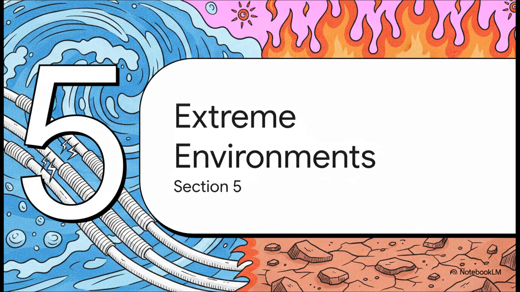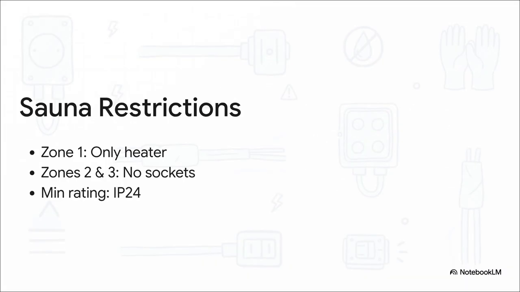Finally, Section 5, saunas and hosing down areas. Let's finish our tour by exploring some niche areas that introduce completely different extreme environmental challenges, namely intense heat and high-pressure water. Saunas are fascinating because they combine severe heat with moisture. According to the standard, Zone 1 is a 0.5 meter boundary directly around the sauna heater. Absolutely nothing is allowed in there except the heater equipment itself.